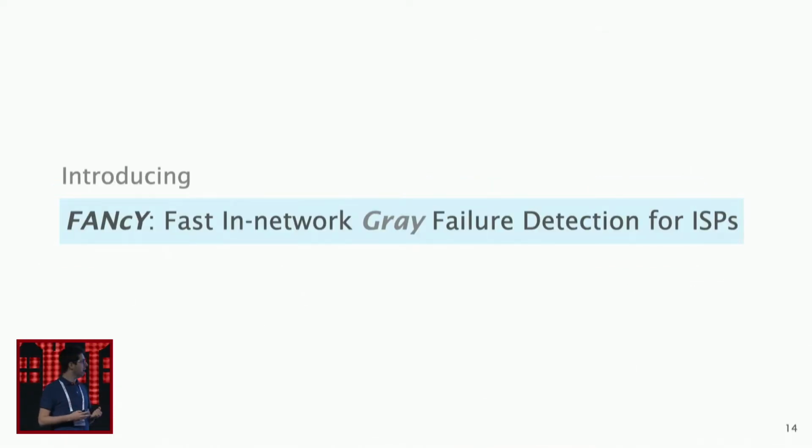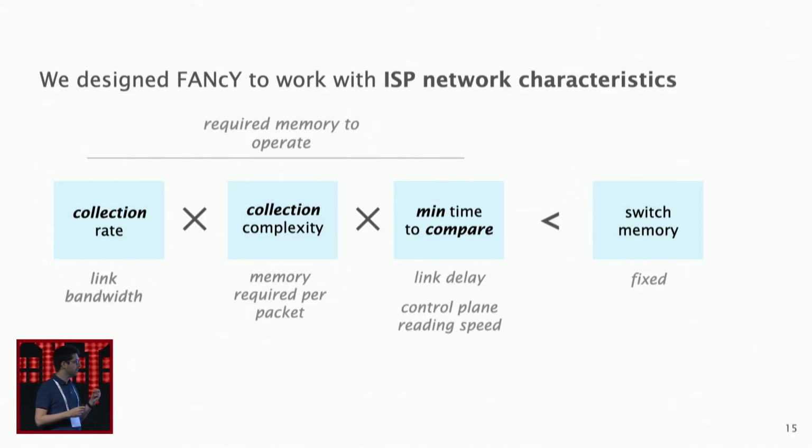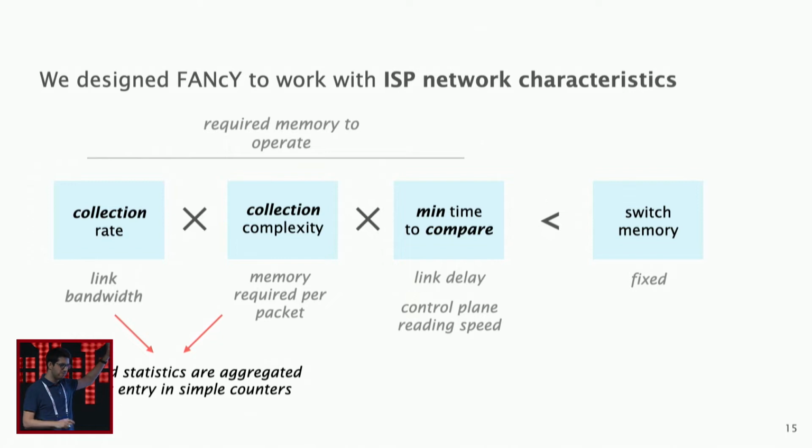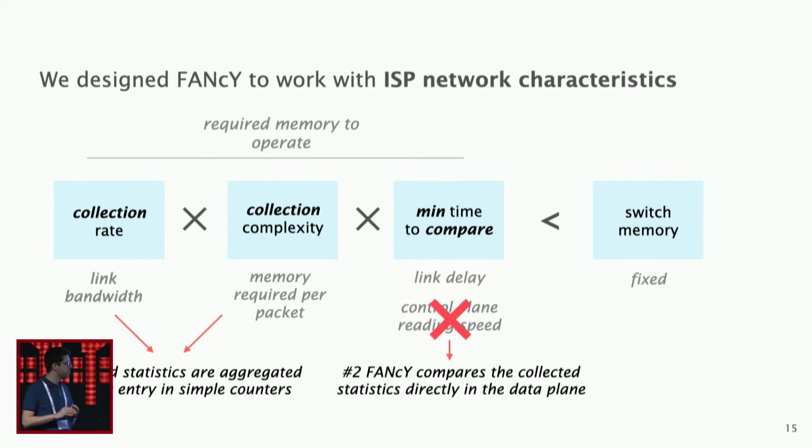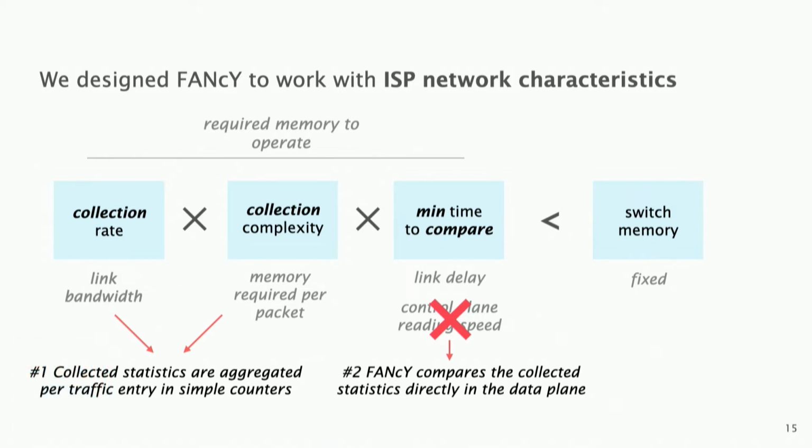With this background, I'm going to introduce you to FANCY, our Fast In-network GraY failure detector for ISP networks. What we did here is design it such that we can reduce the required memory a lot. For that, we did two things. First, we reduce a lot the information that the system collects by aggregating the collection of statistics into packet counters per traffic entry. And second, we remove the control plane from the equation by doing both the collection and the comparison in the data plane.